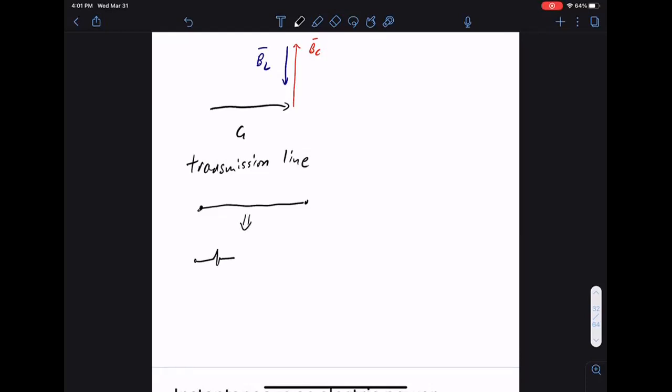Which dominates? Is it more inductive, right? So the line turns out to be very much inductive. This is approximately just an inductor, actually. The resistance of the line is not very large. For transmission lines especially, the resistance value is about 1/10 of the inductive value. The capacitive value is often very, very small. Okay? So the line looks very much like an inductor.